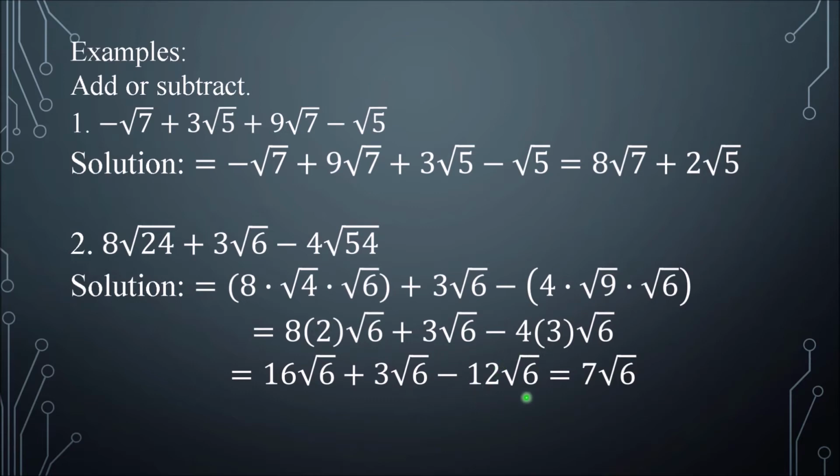Now as you can see, the radicand is 6 and the index is 2 for all terms. So we can combine the coefficients. 16 plus 3 is 19, minus 12 is 7. So the final answer is 7 square root of 6.